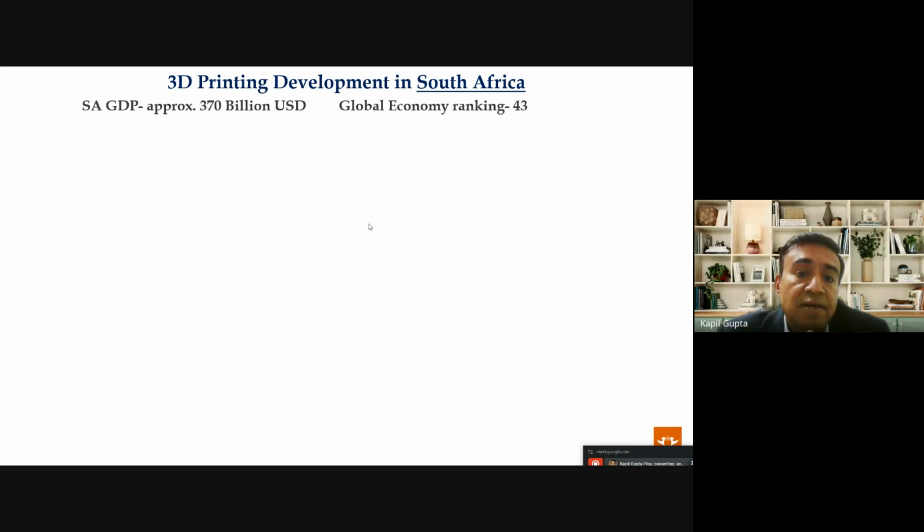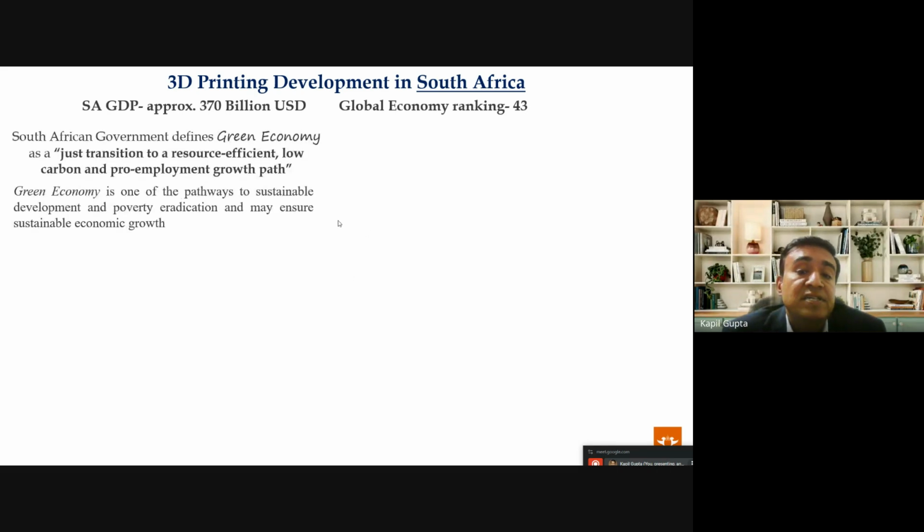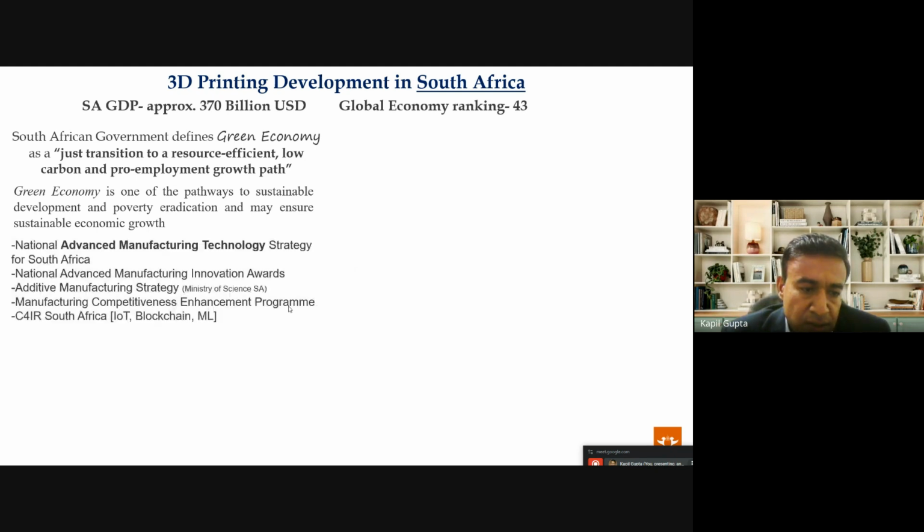So here the government is taking these sustainable development interventions in terms of green economy. Just transition to a resource efficient, low carbon, and pro-employment growth path. And 3D printing supports all resource efficient processes, low carbon emission, as well as it also creates jobs. Apart from that, there is a national strategy for advanced manufacturing technology. National Advanced Manufacturing Innovation Awards are there in South Africa. IT manufacturing strategy is there. Manufacturing Competence Enhancement Program. Center for Fourth Industrial Revolution is there, which is working on IoT, blockchain, machine learning, and of course 3D printing as well.